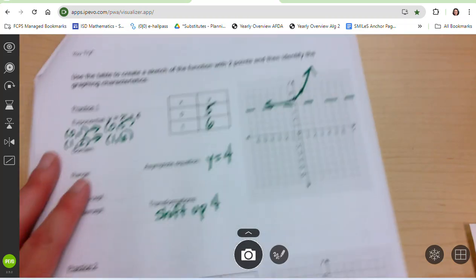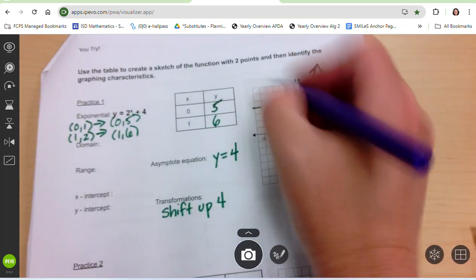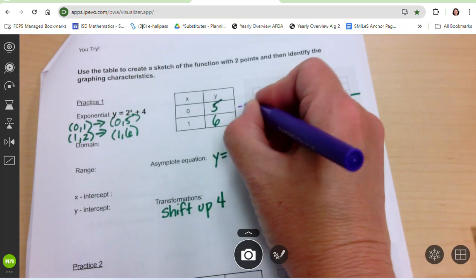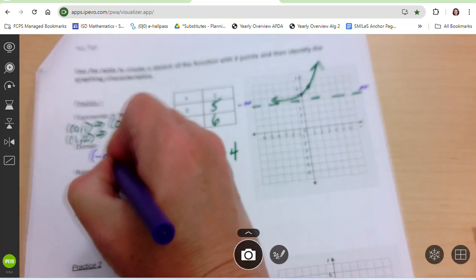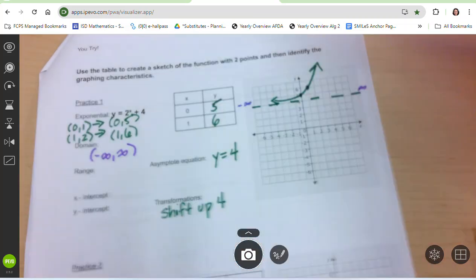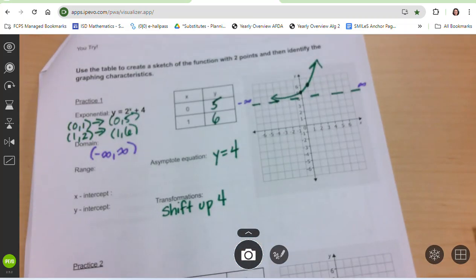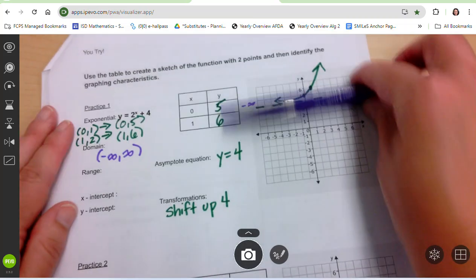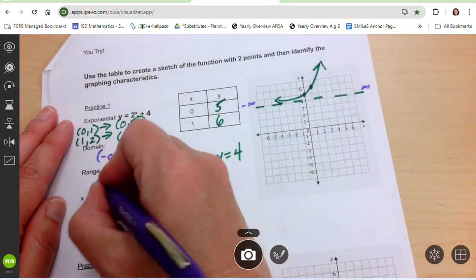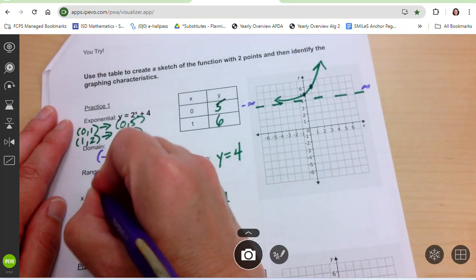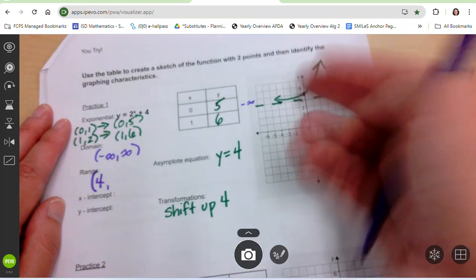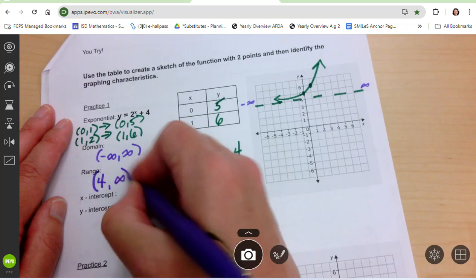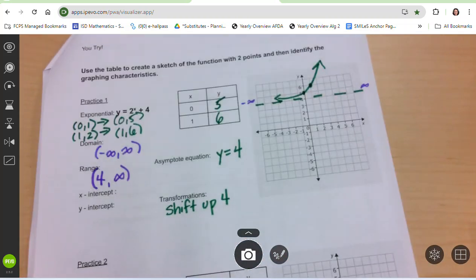The domain and the range. Your domain starts all the way on the left at negative infinity, and it goes all the way to the right to positive infinity. So that is your domain. Your range starts right after this asymptote. So you have an asymptote at y equals 4, so your range starts right after 4. We're not going to include it, so we're going to use parentheses. Why isn't it included? Because we can't ever touch the asymptote. So it's going to get closer and closer to the asymptote, but we can't get there.